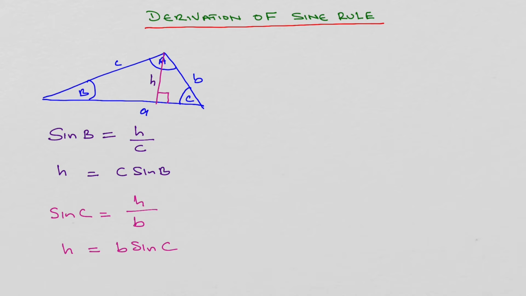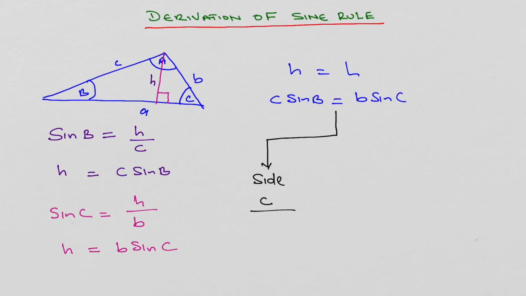Now we can write them all together, where we can say H equals H, which means C sine B will be equal to B sine C. If you want to write this in terms of sides, to find the side, you can then say C over sine capital C, so you bring this down and you bring that down, will be equal to B over sine capital B.